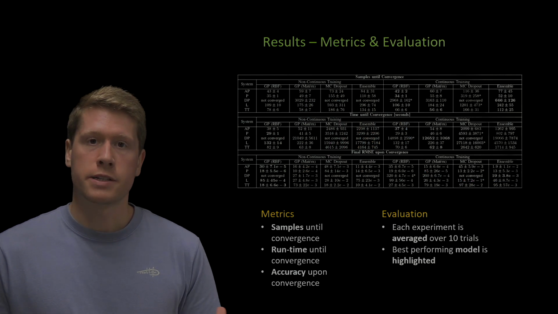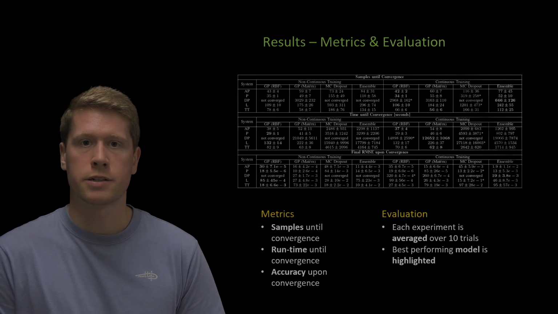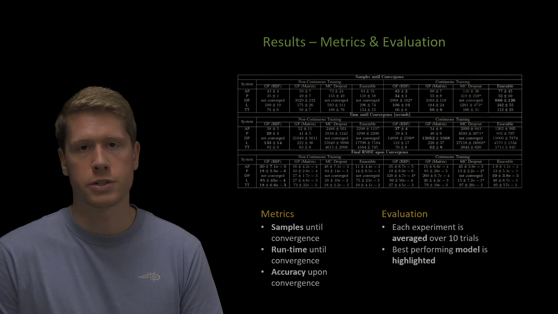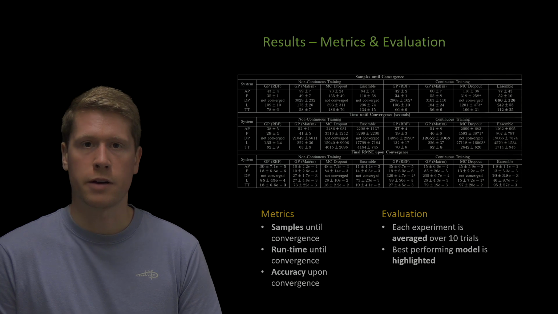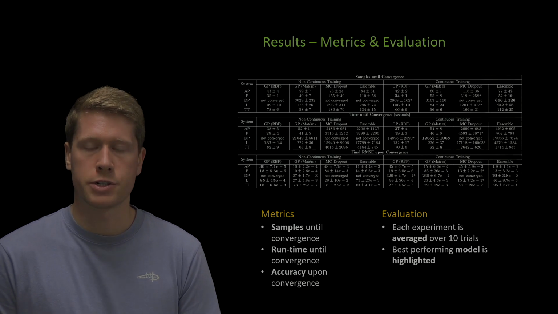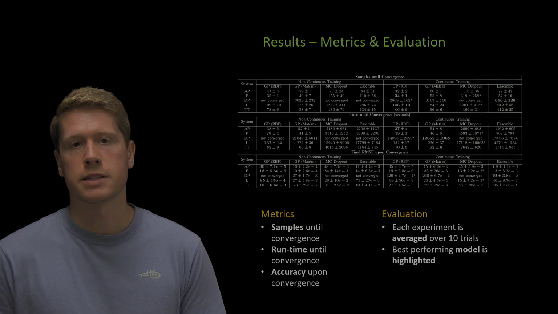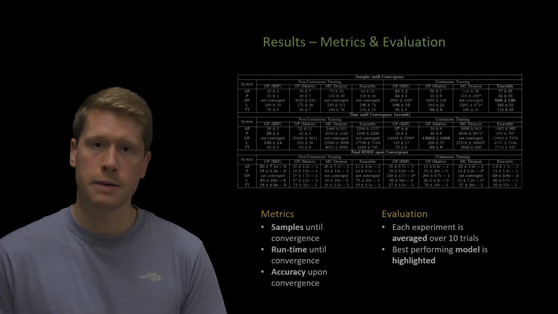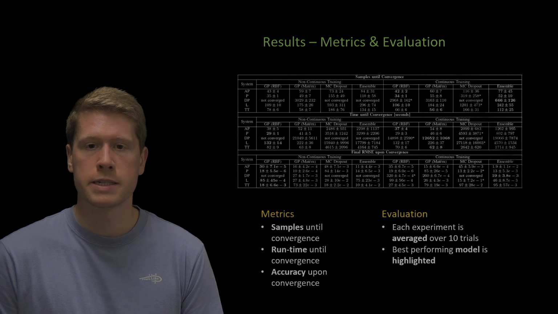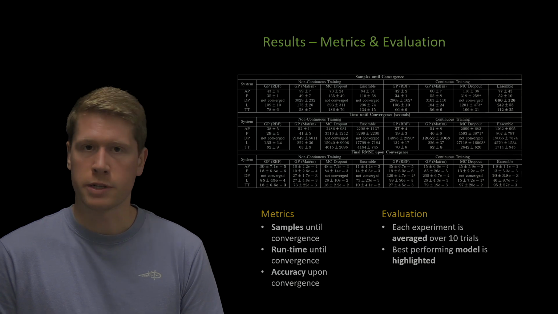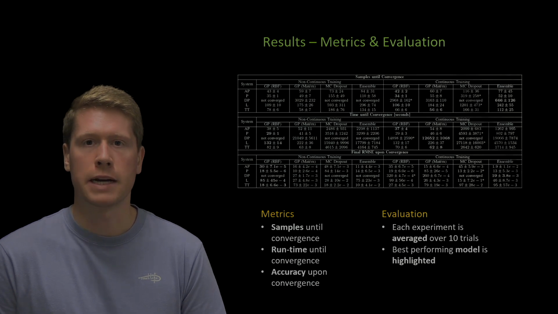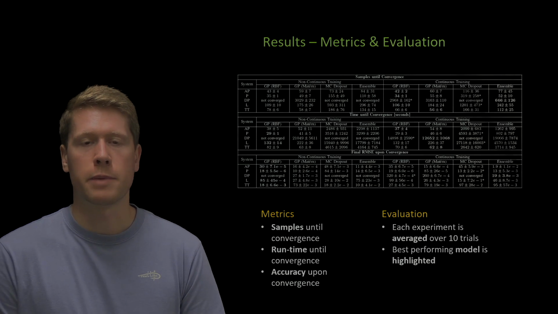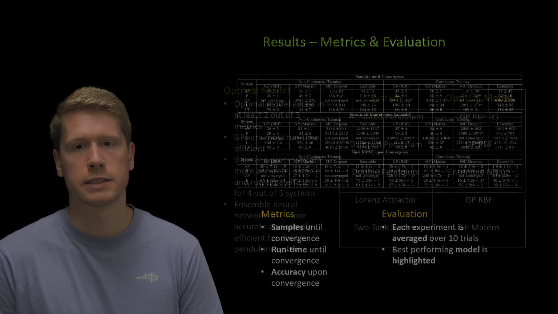We have evaluated our different models across 3 metrics, which are samples until convergence, runtime until convergence, and accuracy upon convergence. Each experiment we have rerun 10 times and averaged over those 10 trials. We have this large table in our paper that summarizes all our experiments, and we've also reported means and standard deviations for all of them. In the next couple of slides, I will try to condense all this information into smaller bits and pieces.